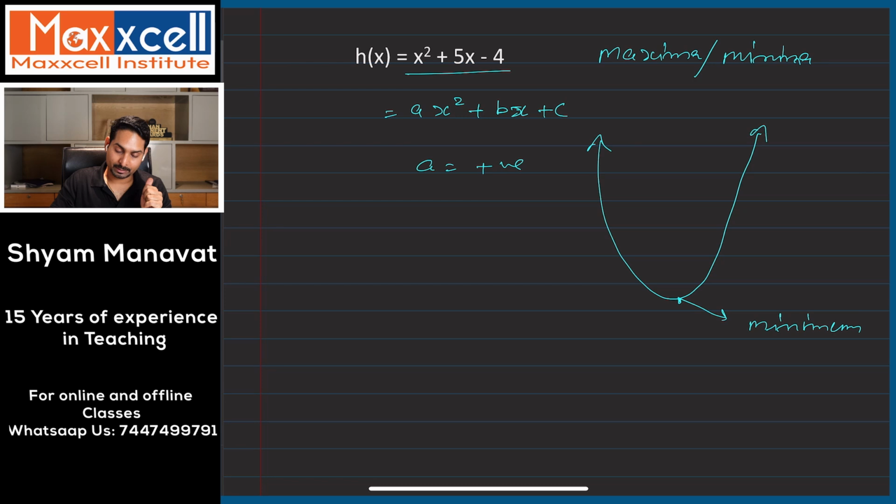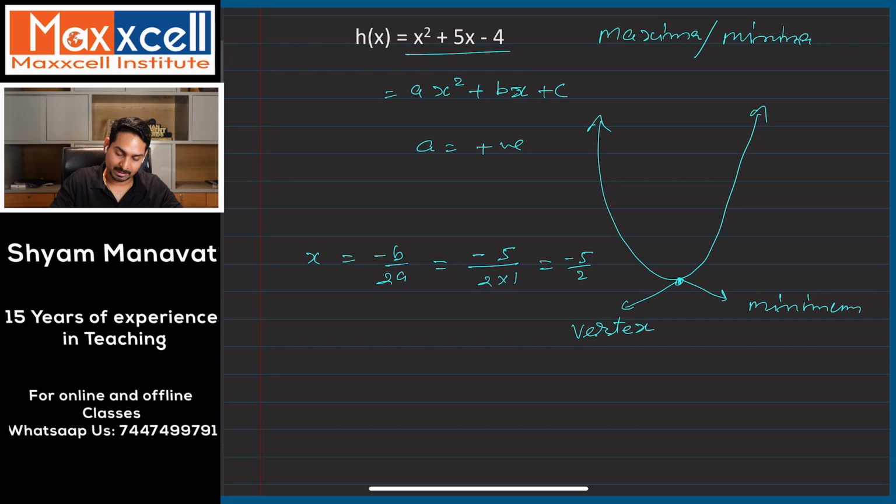Okay. And what will this point be? This point is also called vertex. This point is called vertex for a parabola. So at the vertex, again the coordinate of x will be what? Minus b upon 2a. Compare: what will minus b be here? So 5 is b, it will be minus 5 divided by 2a. a is 1 here, so this will be just minus 5 by 2. Okay, so you got minima. This is what? Minima.